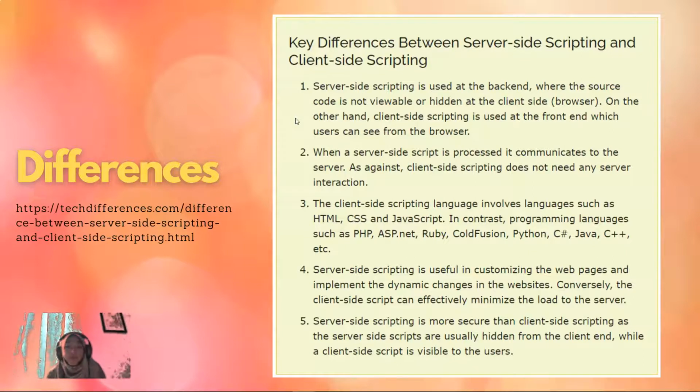When server-side scripting is processed, it communicates with the server, but client side does not involve server interaction. Client scripting languages include, for example, HTML, CSS, and JavaScript, while server-side scripting languages include PHP, ASP.NET, Ruby, ColdFusion, Python, C#, Java, and C++.